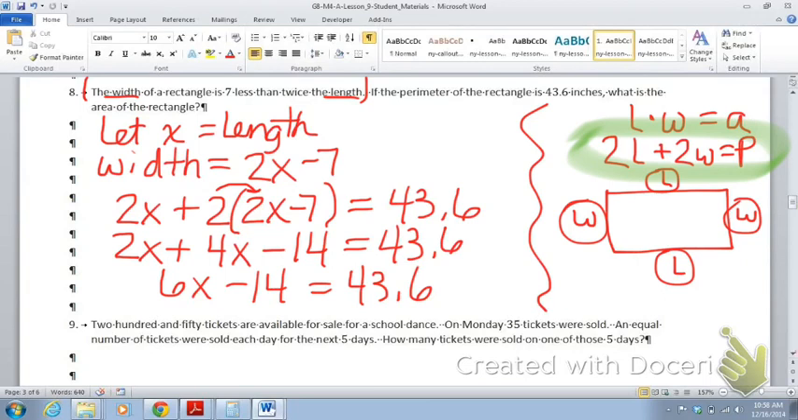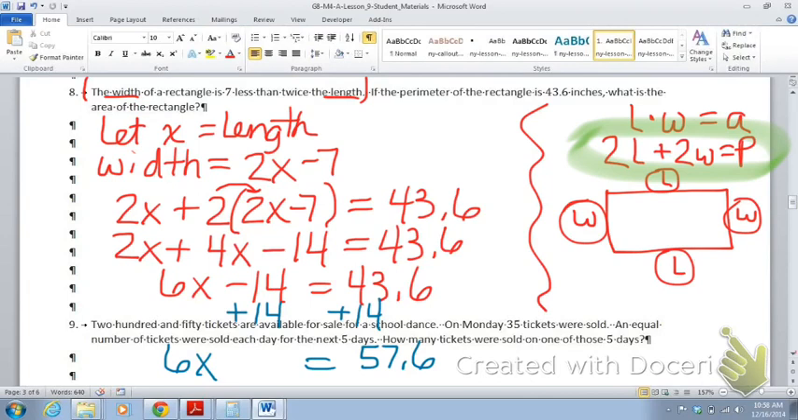Okay, I can't. So I'm just going to overwrite this here. I want to get x by itself, so let's add 14 to both sides. I'll get 6x is equal to, minus 14 plus 14 is 0, 6x is equal to 57.6.